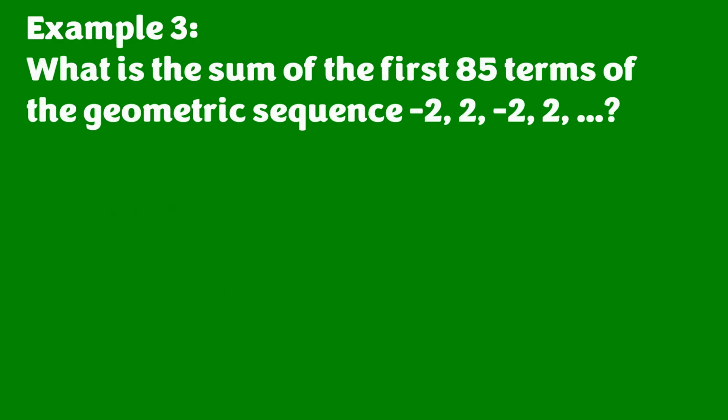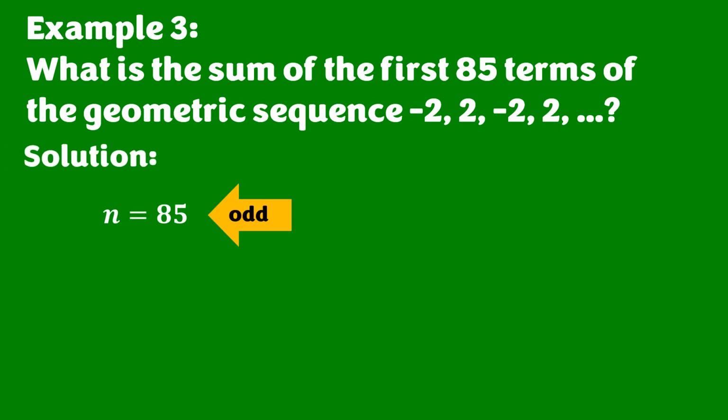For example number 3, what is the sum of the first 85 terms of the geometric sequence negative 2, 2, negative 2, 2, and so on? So the value of n is 85, and 85 is an odd number. So first we're going to determine the value of r. r is equal to a sub 2 divided by a sub 1, and that is equal to a sub 2 is positive 2 divided by a sub 1 is negative 2. So 2 divided by negative 2 is equal to negative 1.